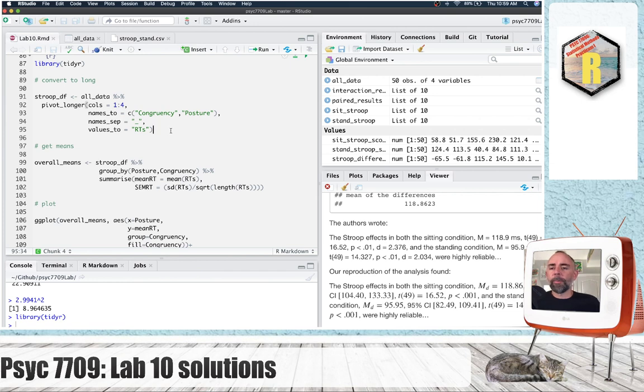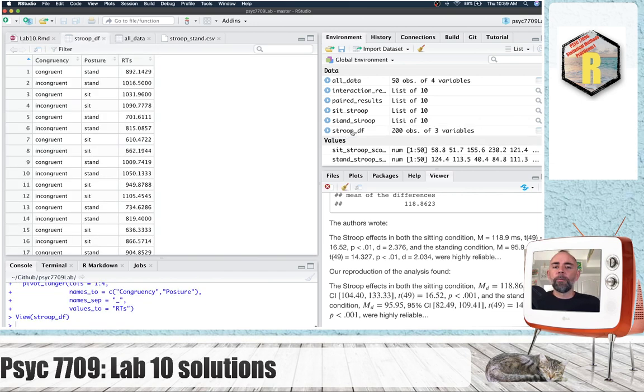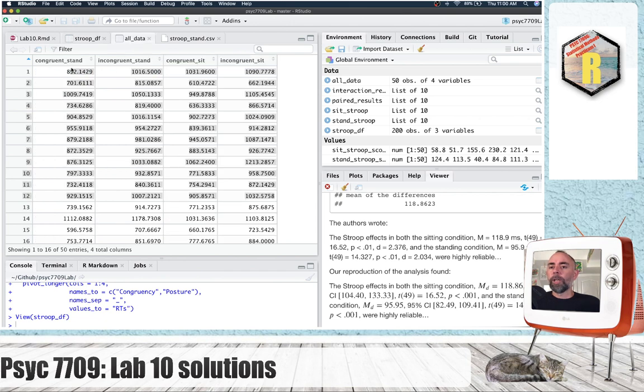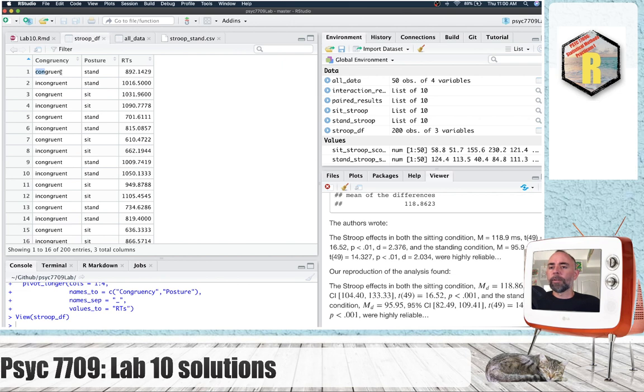So let's see what happens when we do this. We've taken the original data frame and converted it to a long data frame, and each of these values is now associated with a particular congruency and posture column, and it's going to say the levels for this value. So 892 came from right here in the congruent and stand condition, so it is associated with a congruent level and a stand level.